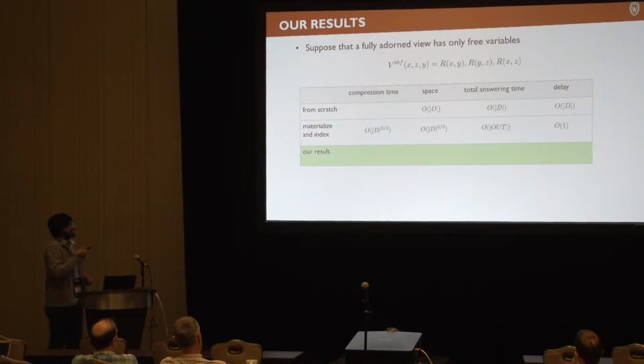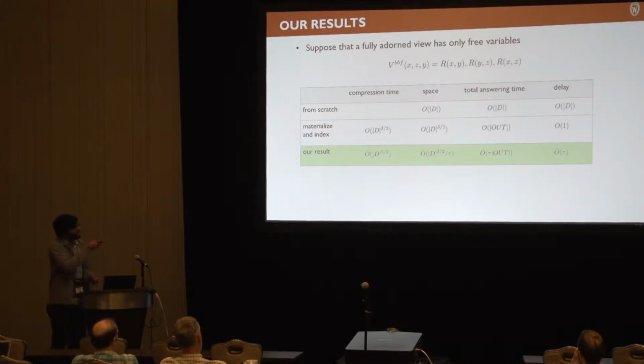If you materialize and index the answers ahead of time, you require D to the 3/2 space in the worst case, but now you get constant delay. And as a result of constant delay, the answering time for any particular instantiation is just the time required to enumerate the output. And our results are of the following form.